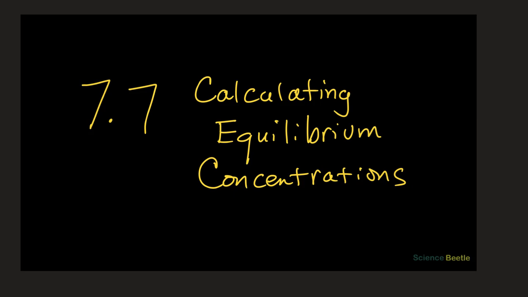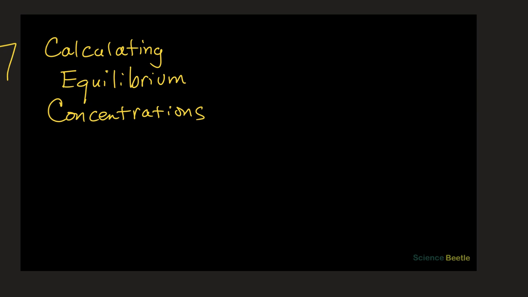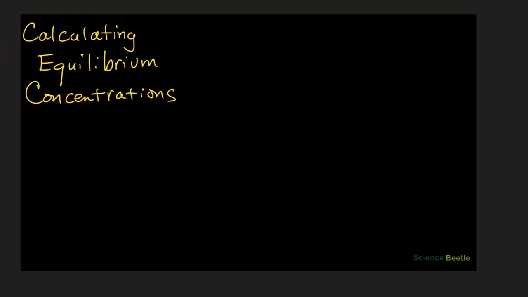All right, so we're at 7.7, and now we're going to be looking at calculating equilibrium concentrations. In this particular section, we want to make sure that you're able to identify the concentration of any of the reactants or the products in a reaction. And in order for us to do that, we're going to have to utilize a very important feature, and that is known as the RICE table.